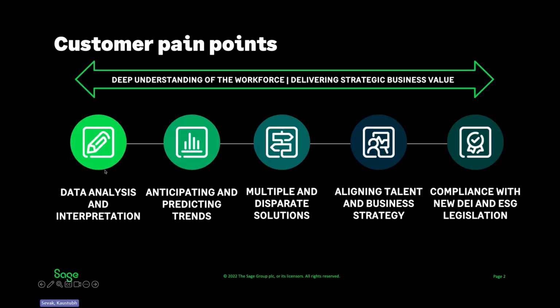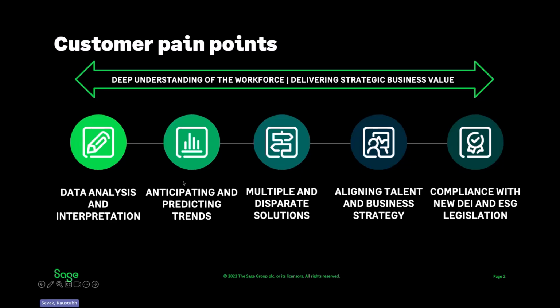We know that Sage People is really powerful when it comes to reporting, and you can review a lot of information in the system. But then the ability to interpret that data, that was what was missing, and the ability to understand what is the story that that data is telling me, that was kind of missing. So that was a pain point that was identified by most of our customers.